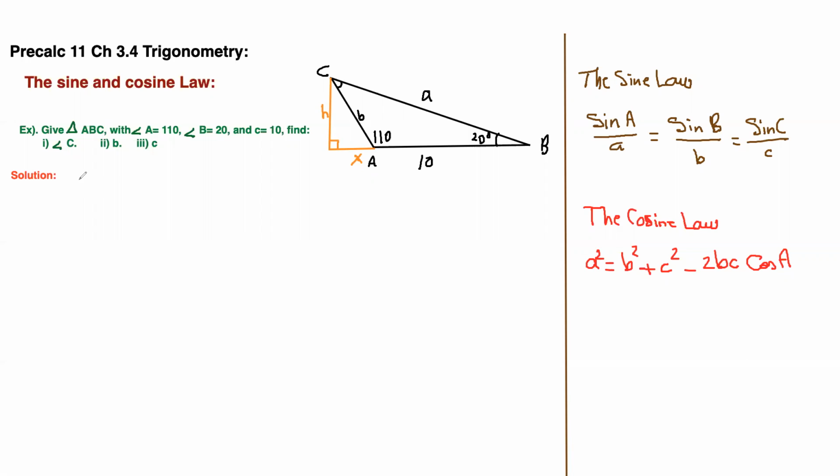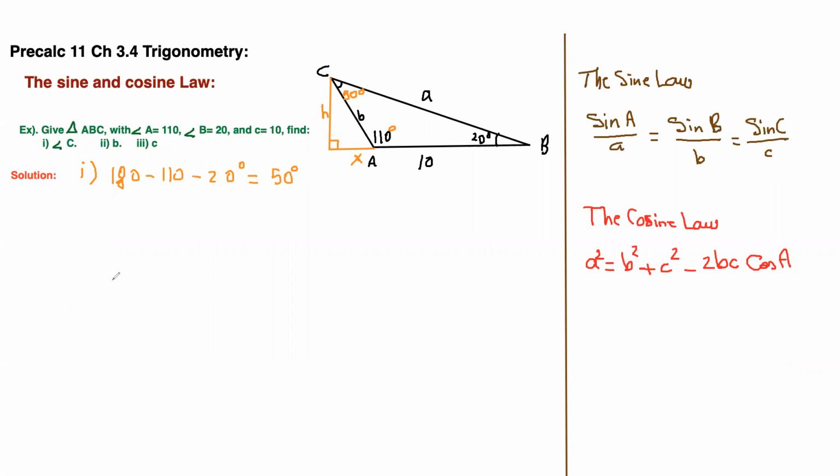So to start answering this, the first one is very easy. Angle C, you have a triangle, you're given two angles, 110 and 20. To find the third angle, just go 180 minus 110 minus 20 degrees, and that will give you 50 degrees. So therefore, this angle here is 50 degrees.